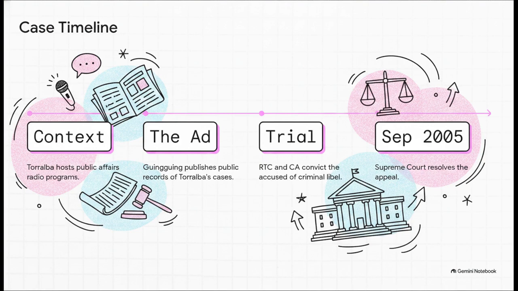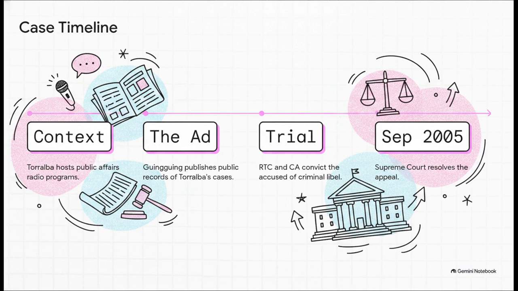Okay, here's what went down. We have Circe Choi Turalba, who is a very prominent public affairs radio host in Cebu. Then we have Suriako Boy Guingguing and Segundo Lim. These two published a one-page paid advertisement in a Sunday newspaper. But here's the crucial detail. They didn't just invent rumors. Their ad literally just reproduced existing true public records and photographs of criminal cases involving Turalba. Well, Turalba didn't like that one bit, so he sued for libel.